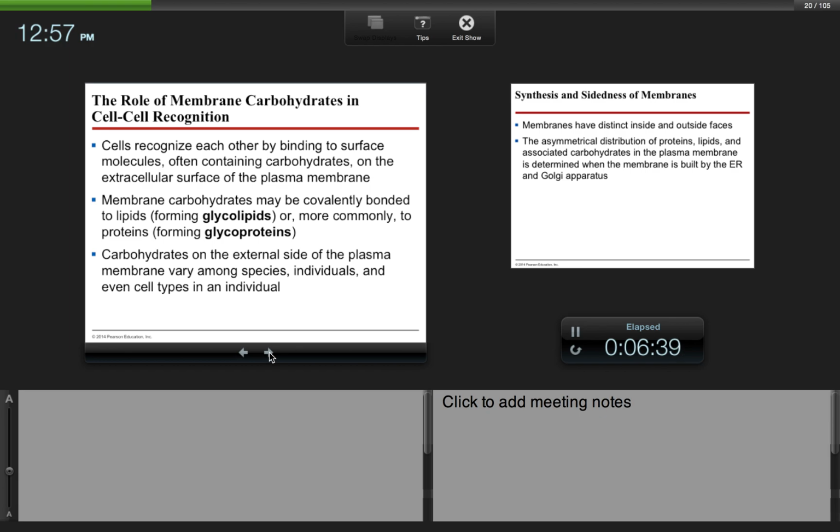Cells recognize each other by binding to surface molecules, often containing carbohydrates, on the extracellular surface of the plasma membrane. Membrane carbohydrates may be covalently bonded to lipids, forming glycolipids, or more commonly to proteins, forming glycoproteins. Carbohydrates on the external side of the plasma membrane vary among species, individuals, and even cell types in an individual.